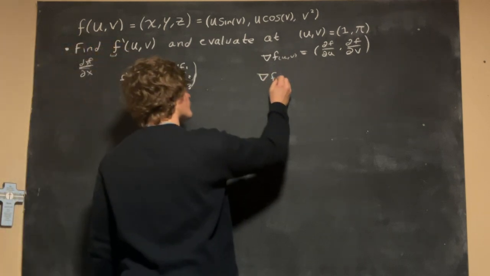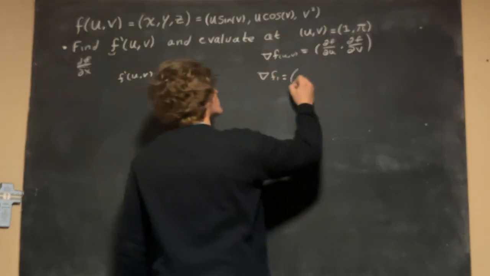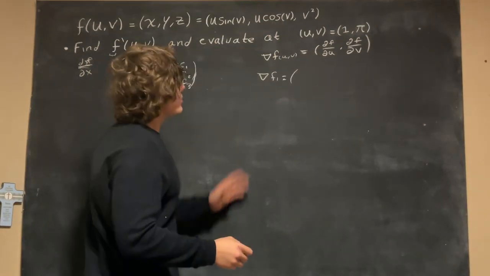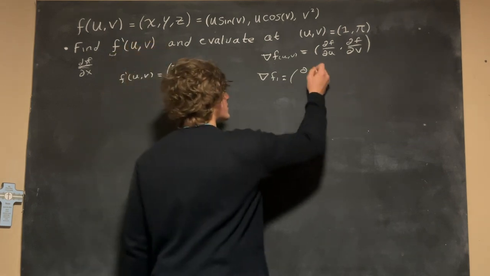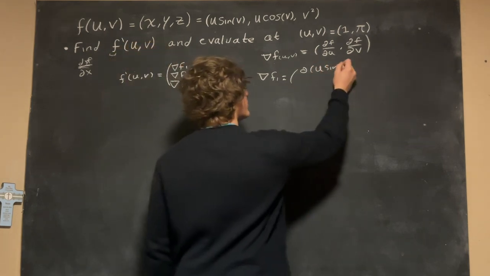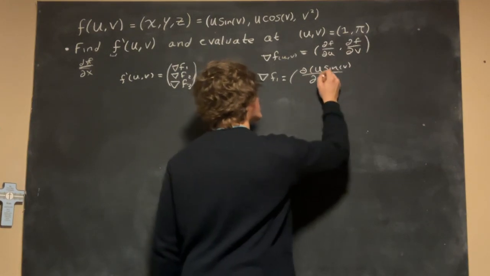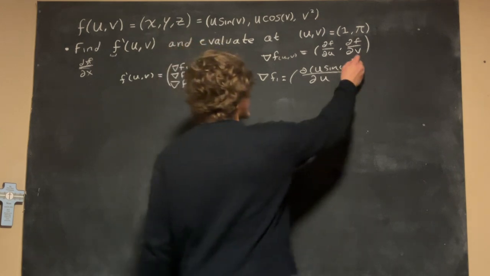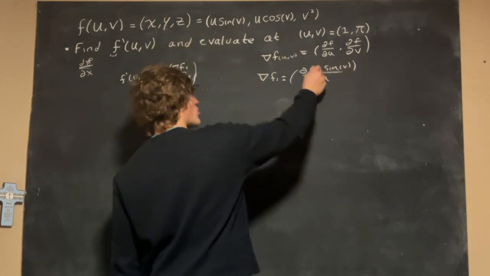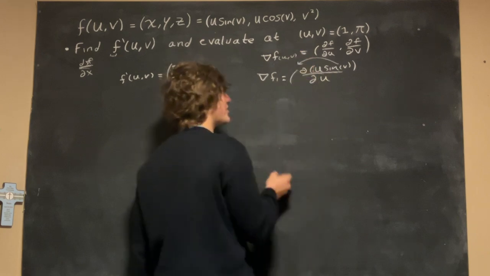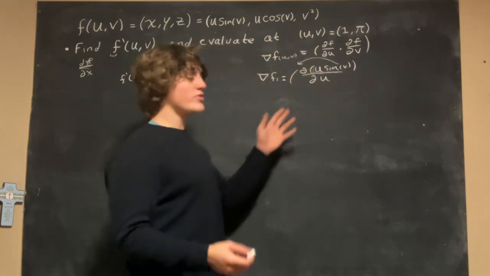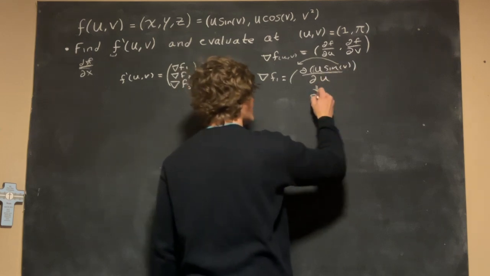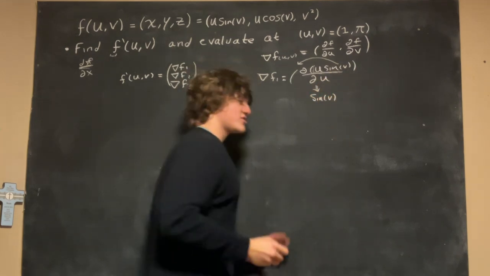So the gradient of f1 is equal to the partial derivative of u sine of v with respect to u. So this is d of u sine v over du. And if you look, I just explained this one previously. However, this is the only thing that has u in it, so the sine is a constant, so you can pull that out, and this just becomes du over du, that's just 1. So this is equal to sine of v times 1, which is just sine of v.